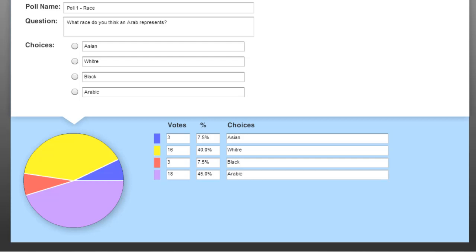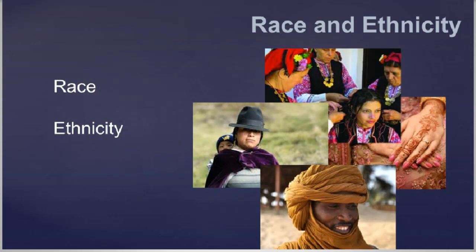I can see that not all of you participated, but you can see from the presentation that your votes have come in as 7.5% Asian, 40% white, 7.5% believe it's black, and 45% believe it's Arabic. In actuality, the race of someone from an Arab nation or an Arab country would still be white. Their ethnicity would be from an Arabic country, and then their culture would relate more specifically to the actual country of where they reside. You can see from that poll that it is easy to confuse race and ethnicity.